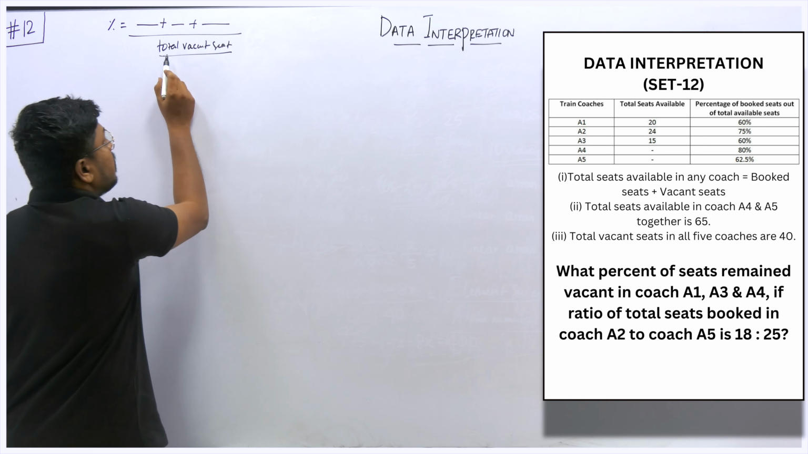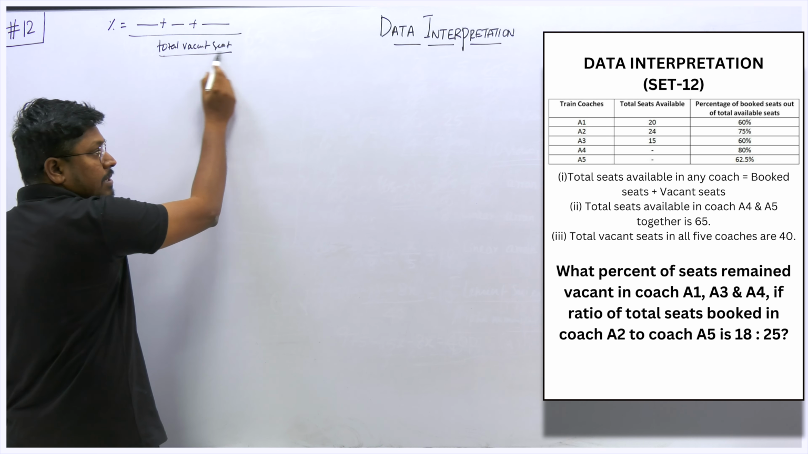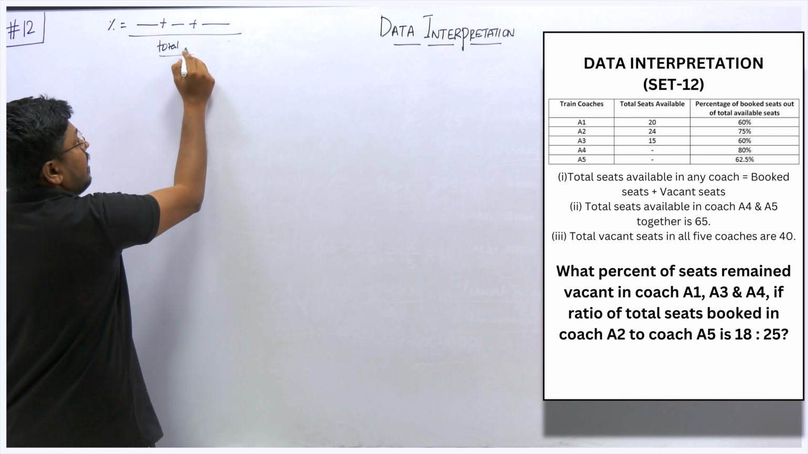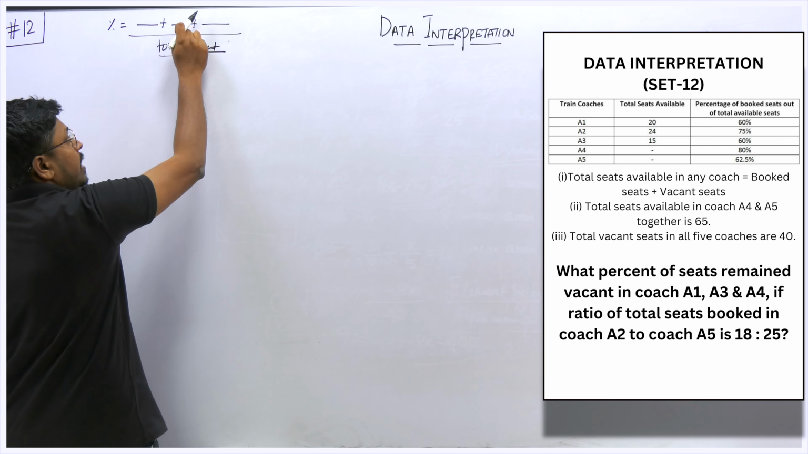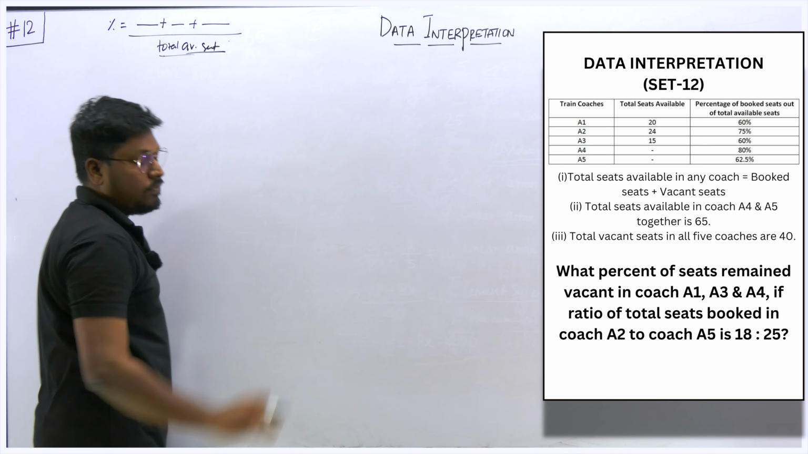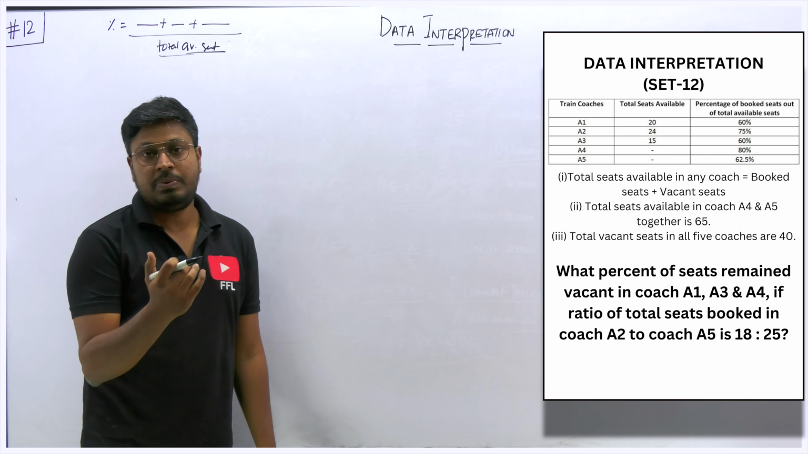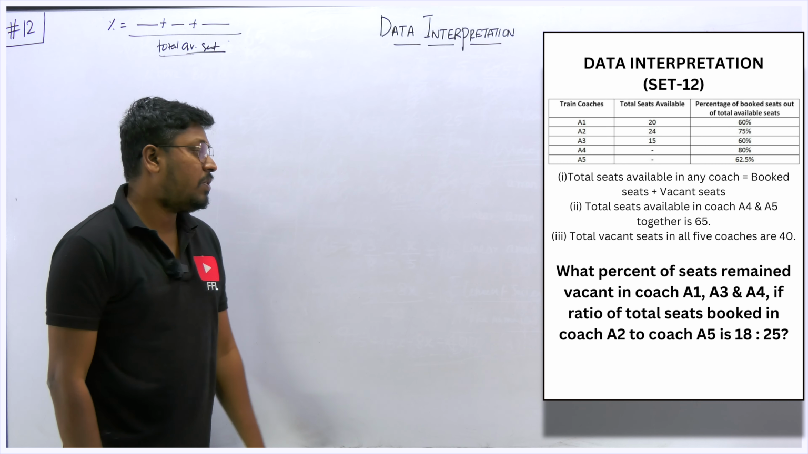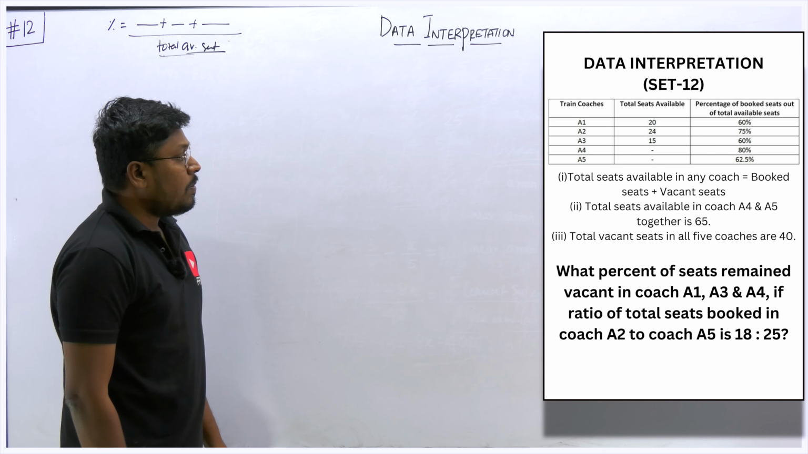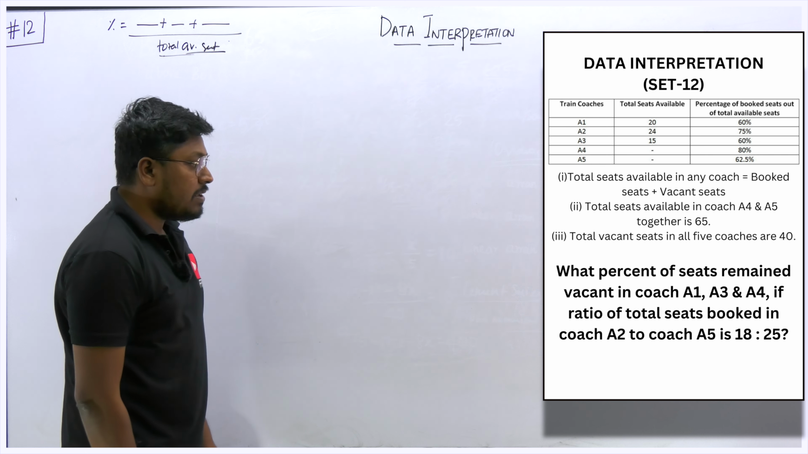So similarly, the total seats, right? Total available seats of all the 3 coaches in the denominator, and in the numerator, the total vacant seats of all the 3 coaches. When you divide these two, we will get the percentage of the remaining vacant seats of the 3 coaches, right? So now, what is the other value they have given us?